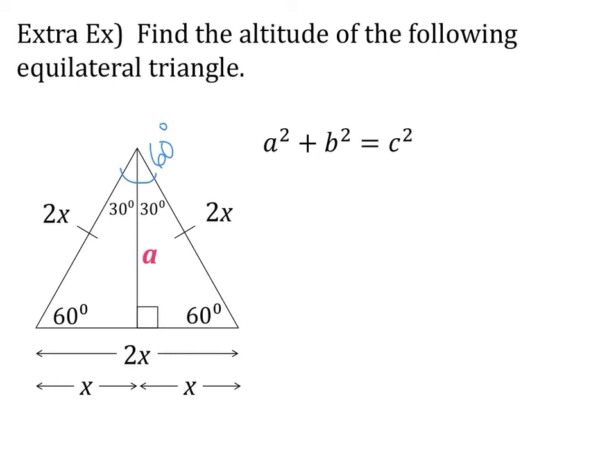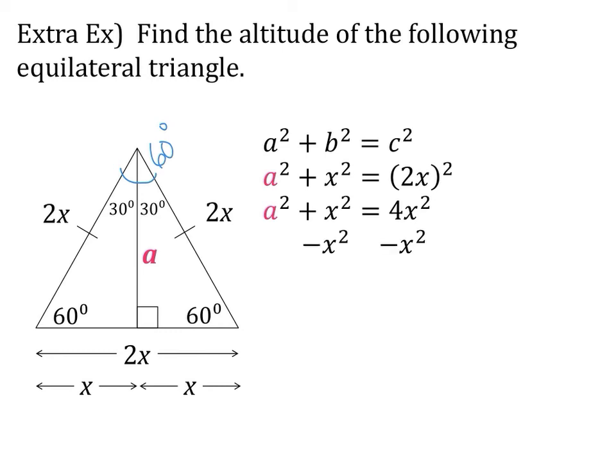So we can always use the Pythagorean theorem for all right triangles, whether they're special or not. So let's set up our a squared plus b squared equals c squared. Substitute in a for one of your legs and x for the other leg and 2x for the hypotenuse. Simplify, so the 2x squared can become 4x squared. Combine the x squareds together, so subtract the x squared from this side to join with the 4x squared to become 3x squared equals a squared.